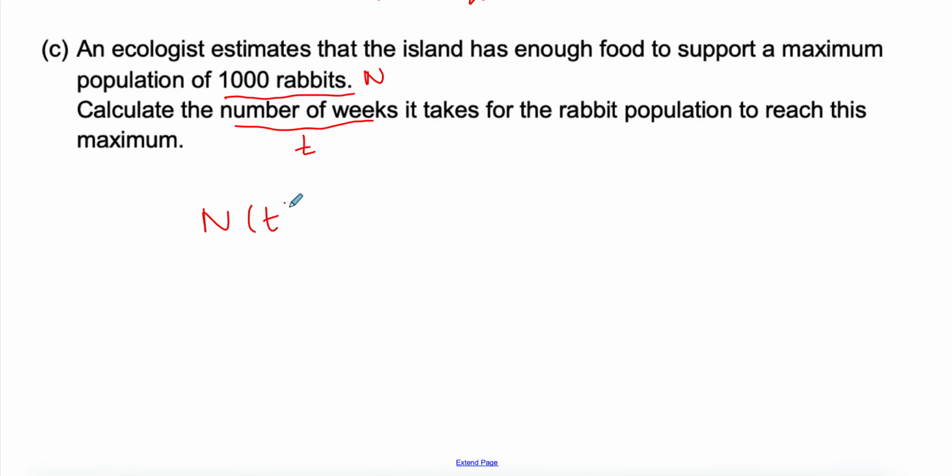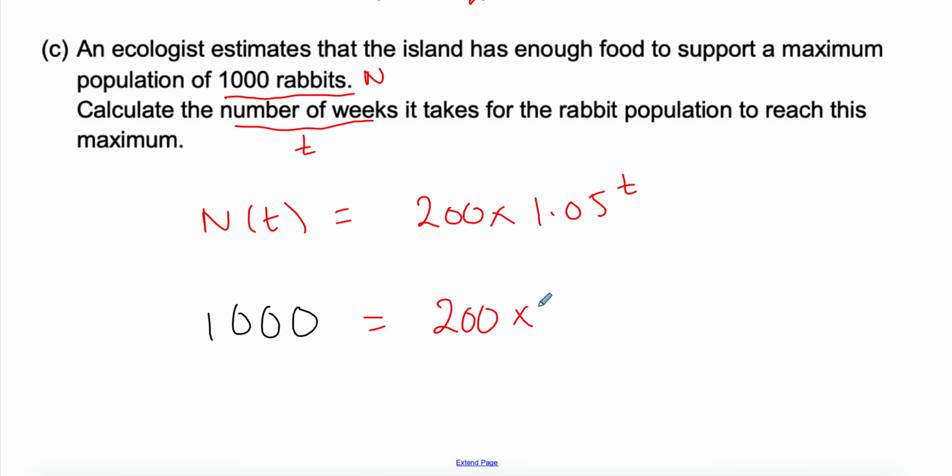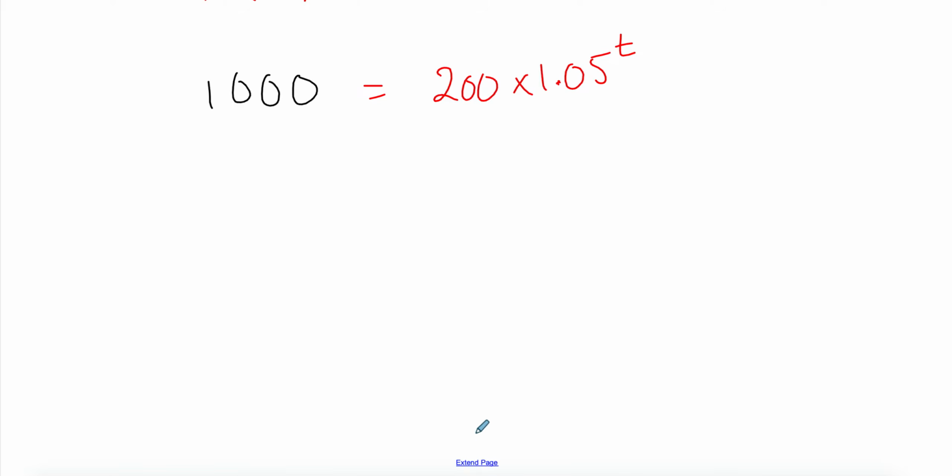So in our formula, we have this value. We want to see how long it would take to reach 1,000, and this would be as such. Now, the way to solve this for math studies, there's a bit of extra math that you will have to use but not actually understand.